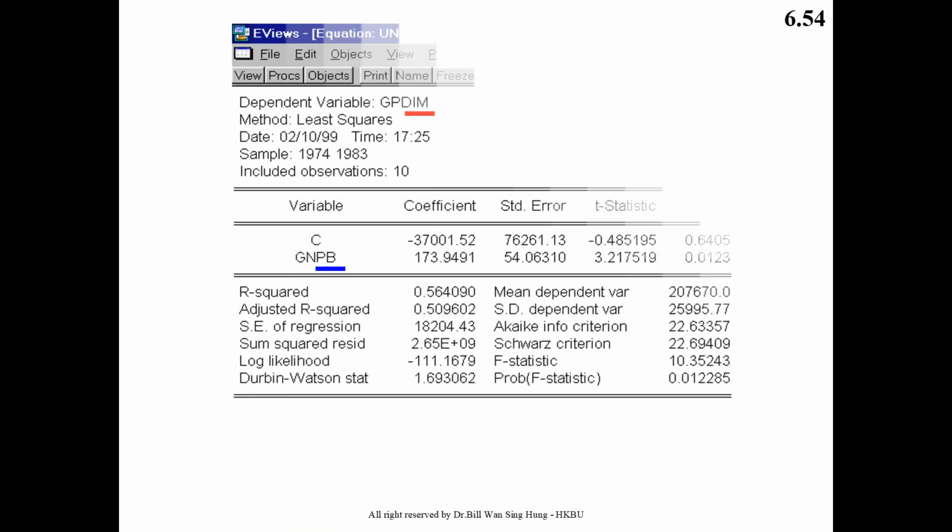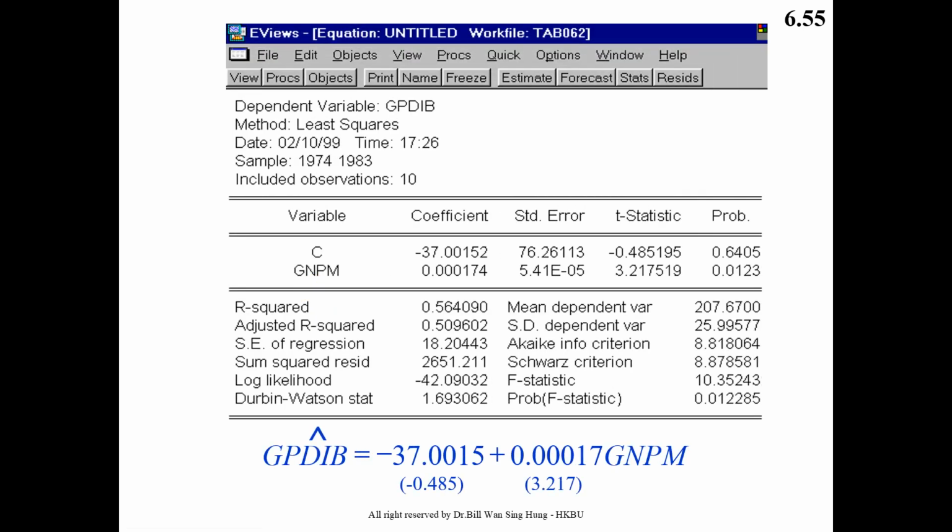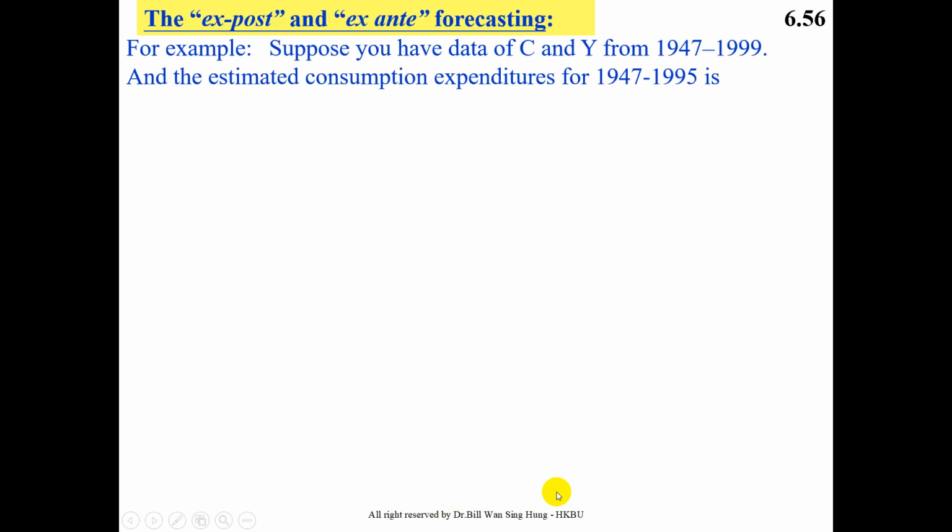See, and this is when one is in billions and one is in millions. So then we have this. Now you see the intercept is changed, and the coefficient is changed, and the t values are still the same.